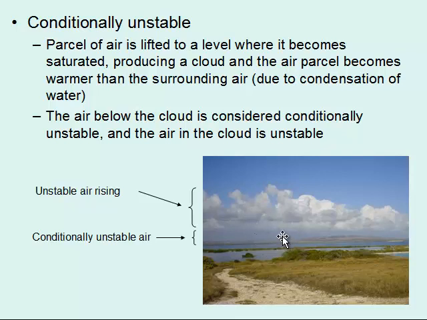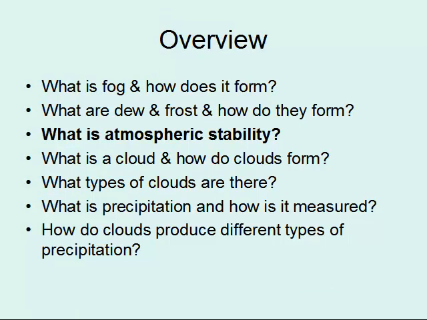We call the air below that cloud conditionally unstable, because this air will only become unstable if it rises to a point where condensation happens, and then it becomes warmer than the surrounding air, and we end up having unstable air above it, producing those cumulonimbus clouds. So those are your three categories: stable, unstable, and conditionally unstable.